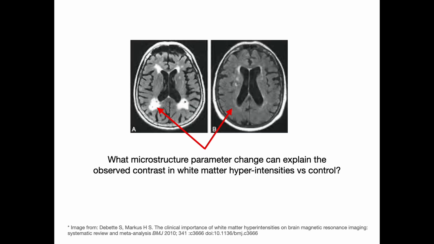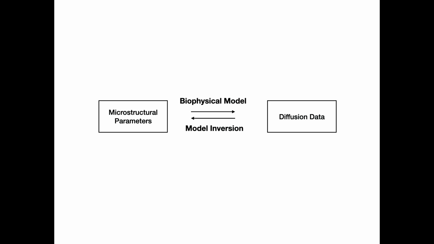A central challenge in neuroimaging is linking what we see on the scan to the underlying biology. For instance, in the case of white matter hyperintensities, the key question is which microstructural change can explain the contrast compared to normal tissue. To address these kinds of questions, we typically acquire data that is sensitive to the change of interest, in this case, diffusion MRI. We then use a biophysical model to translate these signals into meaningful parameters and finally compare those parameters across groups using a model-based approach.